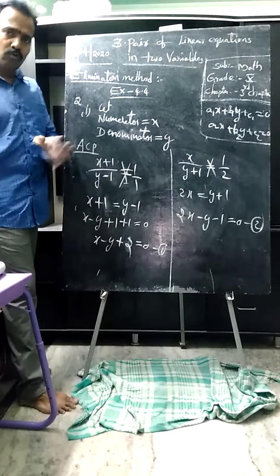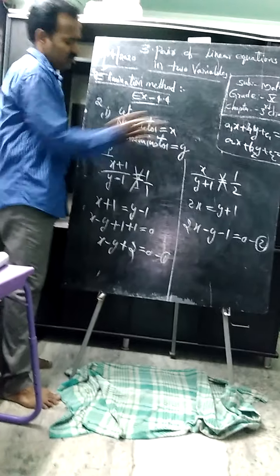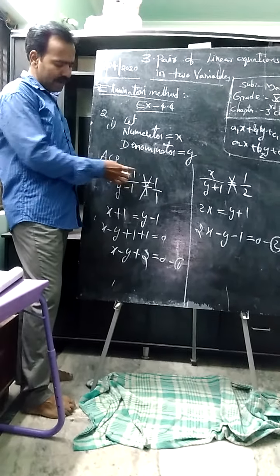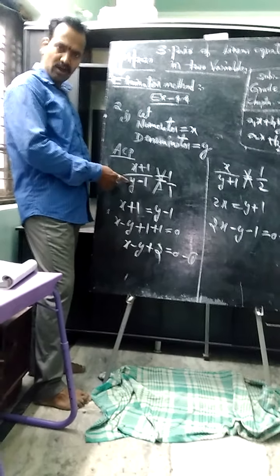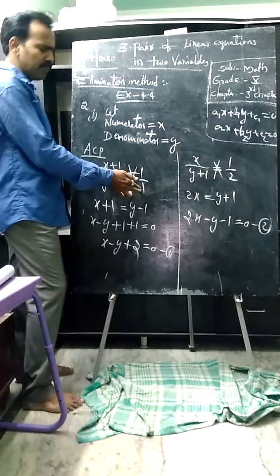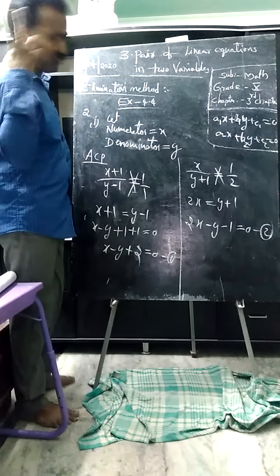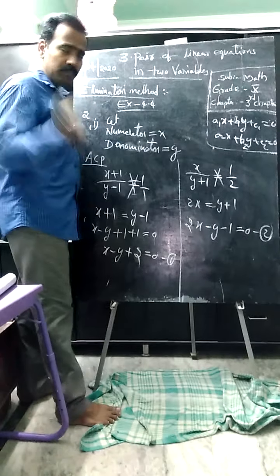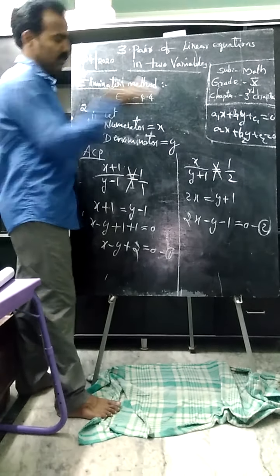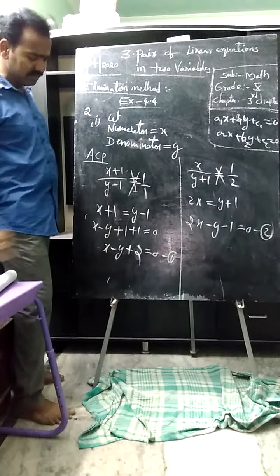Again I am repeating: first, let me assume the numerator as x and the denominator as y. Then according to the conditions, if I add 1 to the numerator and subtract 1 from the denominator, it becomes 1. Let's write 1 by 1 for our convenience. Do cross multiplication. We get one linear equation in two variables. Second, as per the problem, if you add 1 only to the denominator, the numerator remains the same, it becomes 1 by 2. Do cross multiplication. We got a pair of linear equations in two variables.